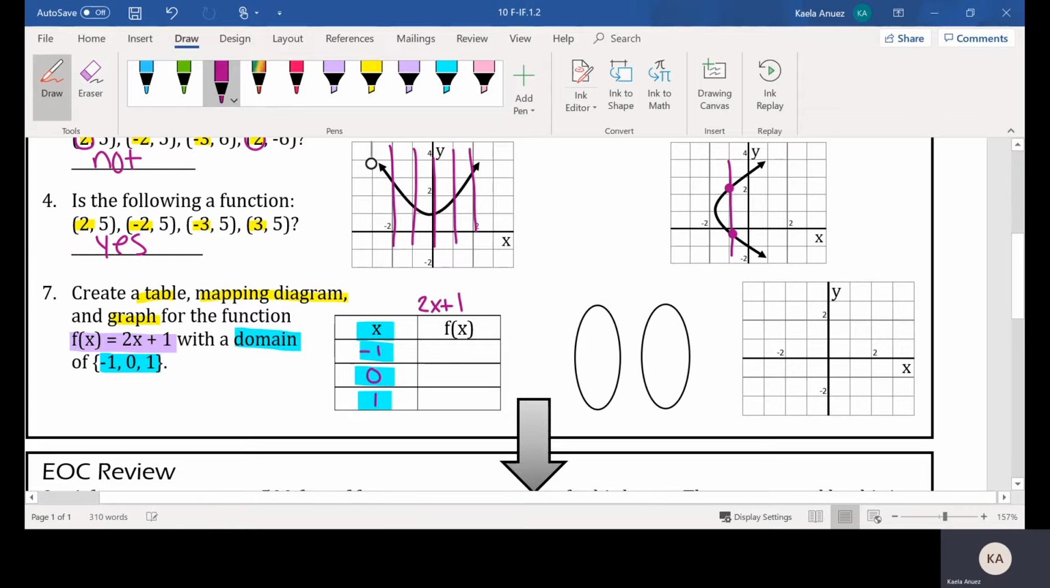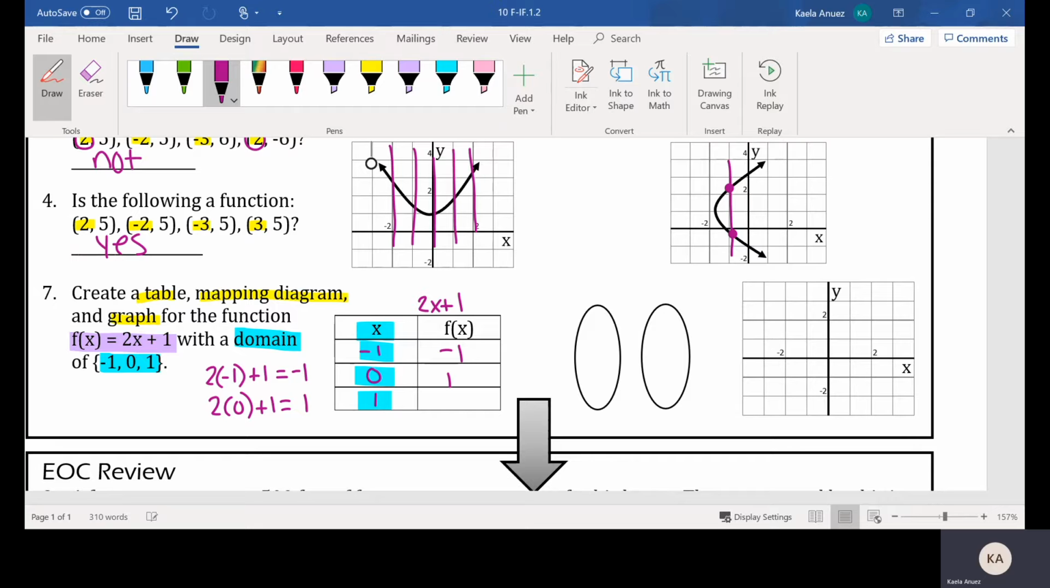to get our y. So 2 times -1 plus 1 will equal 2 times -1 is -2. -2 plus 1 is -1. 2 times 0, when x is 0, plus 1. 2 times 0 is 0. 0 plus 1 is +1. And then when x is +1, 2 times 1 plus 1. 2 times 1 is 2. 2 plus 1 is 3. So we know when x is +1, our y will be 3.